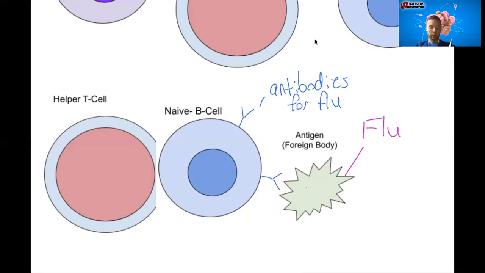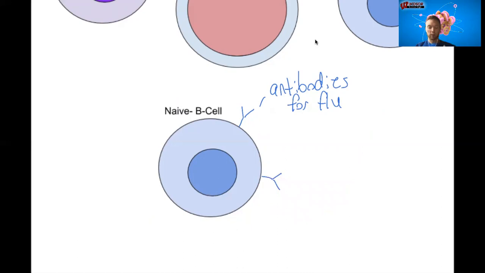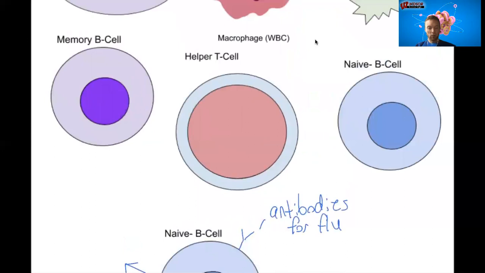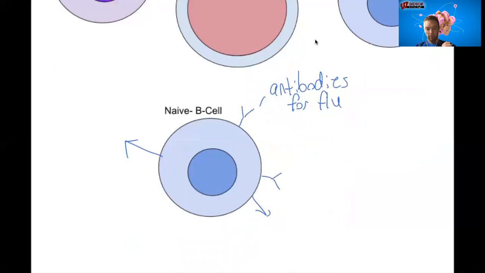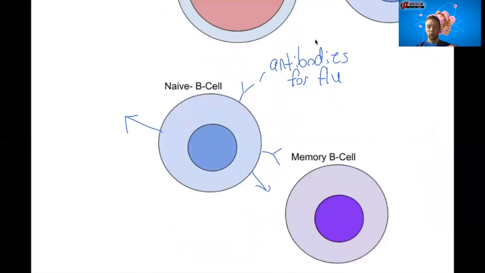So I'm going to clear this section really quick so that I can do some other stuff. So we're saying that this is programmed specifically for the flu. So if that's the case, the naive B cell can now differentiate or kind of turn into two different cells. Some of them are going to become what are called memory B cells. And these guys we're going to actually talk about a little bit later on.